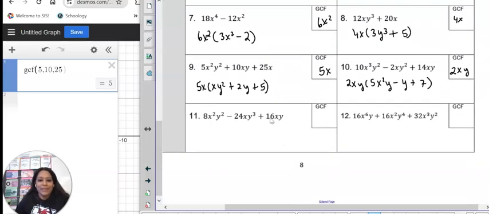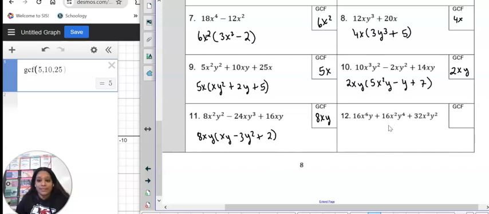Alright, so 8, 24, and 16. I think 8 goes into all of them, and since that's the lowest number, that's the most I can take out. And then we have x and y. Again, x and y. That's the most I can take out. Okay? So that's just 1x and 1y remaining. 24 divided by 8 is 3. The x's get cancelled out, and then y squared divided by y is y. Plus 16 divided by 8 is 2, and then the x squared comes out.